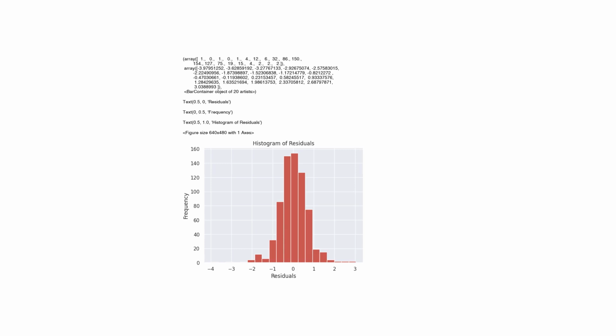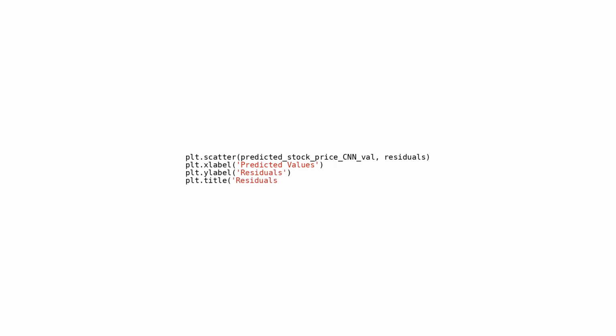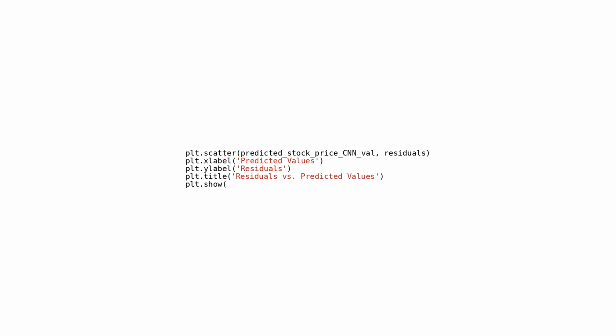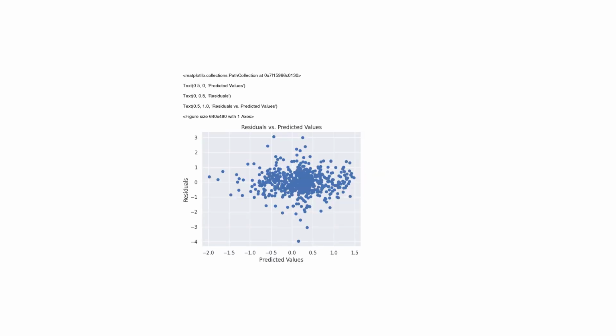This code makes a scatter plot comparing predicted stock prices from a convolutional neural network (CNN) model with the residuals, the differences between actual and predicted values. Each point on the plot shows a pair of predicted value and residual. The x-axis displays predicted stock prices, and the y-axis shows the residuals. This visual helps assess the CNN model's accuracy in predicting stock prices.